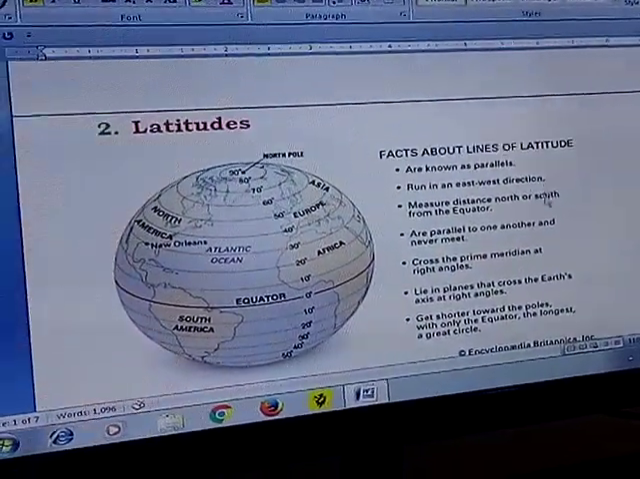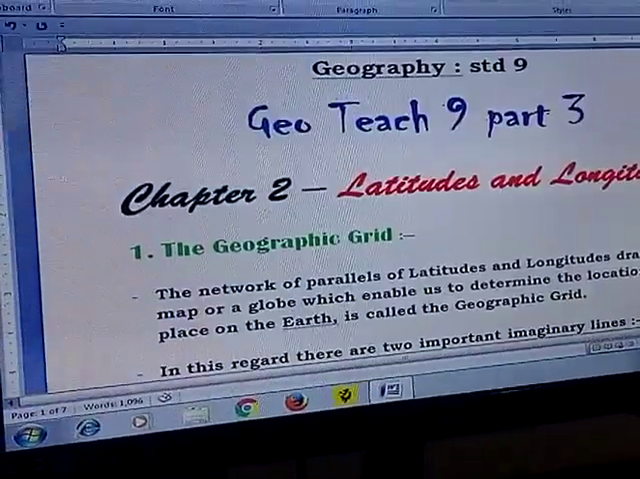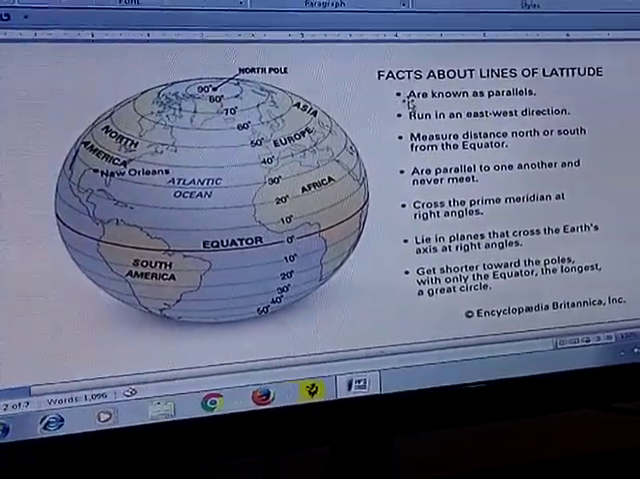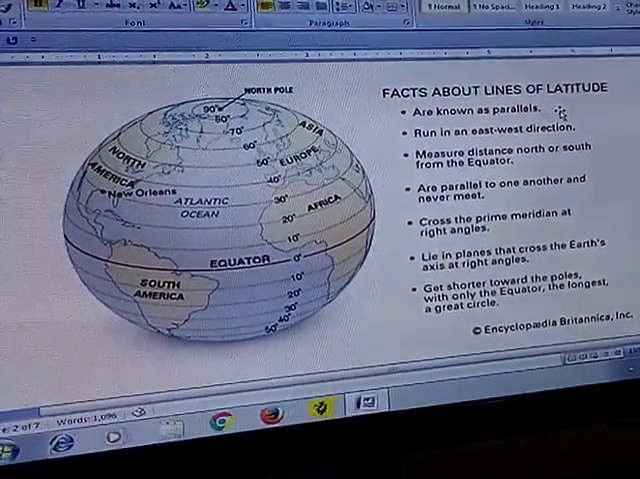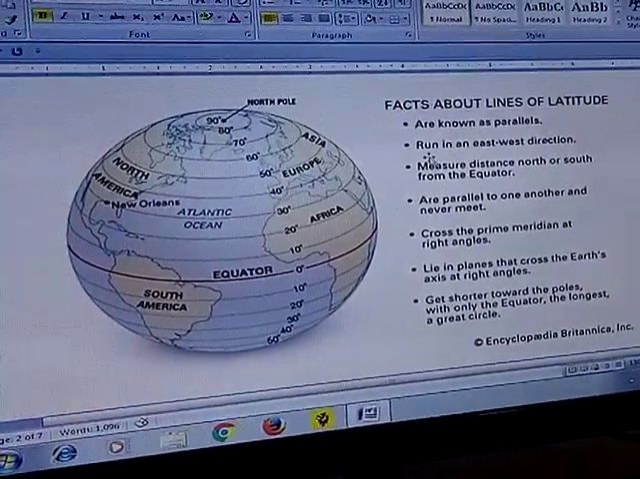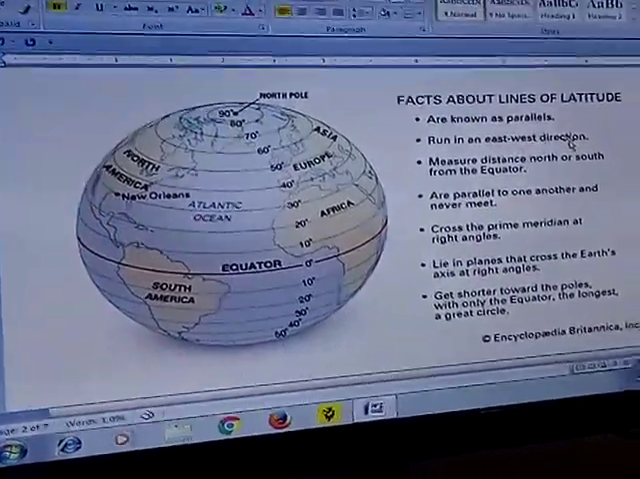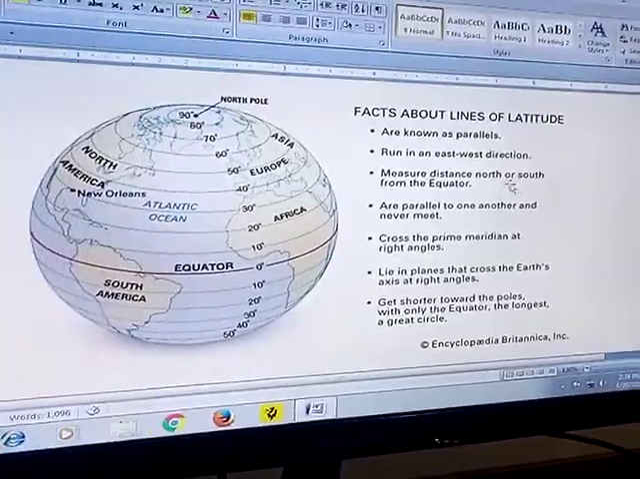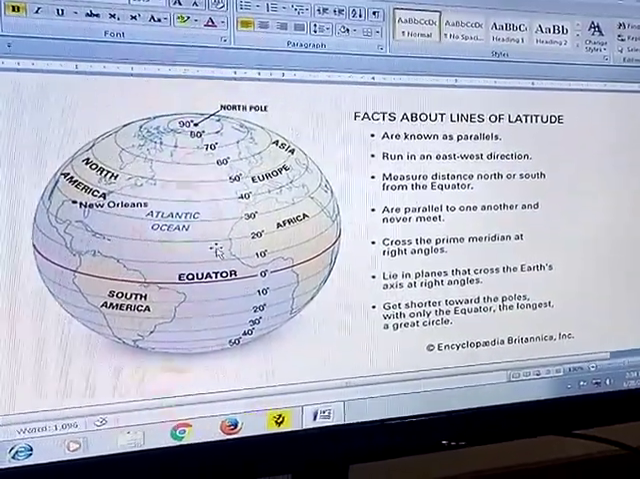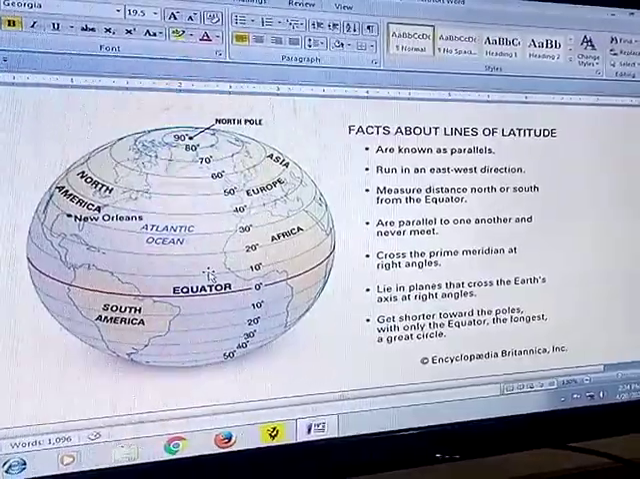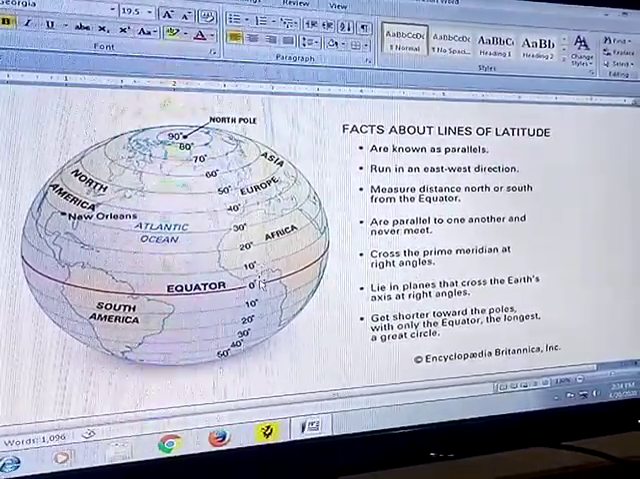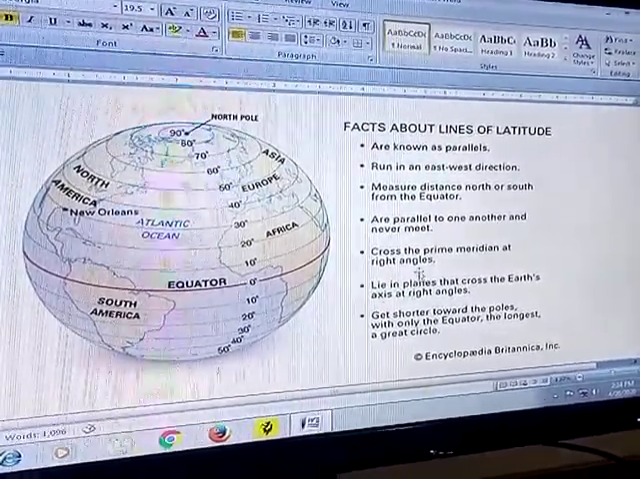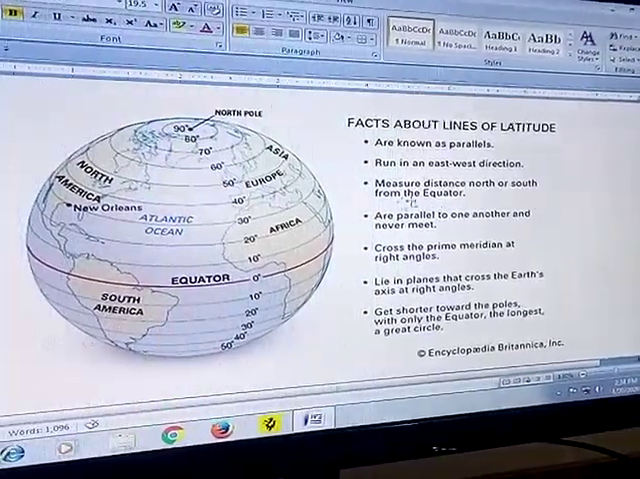Now some important facts about lines of latitude. First of all, they are known as parallels of latitudes. Also, they run in an east-west direction, and measure distance north or south from the equator. That means from this equator, how far north or how far south. So that angle, like 10 degree or 20 degree north, 10 degree, 20 degree south. So it is the measured distance north or south from the equator.